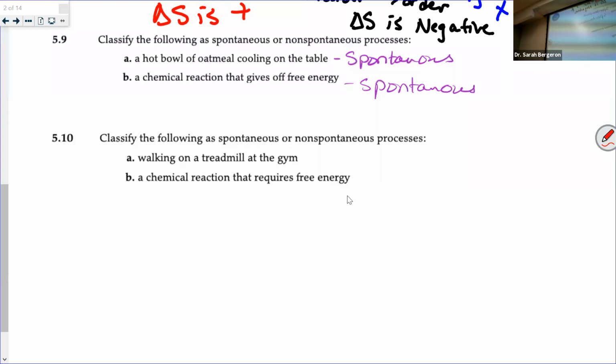All right, classify the following as spontaneous or non-spontaneous. Walking on a treadmill at the gym. Do you have to put energy in to get on the treadmill? Yes, you do. That's the whole point of getting on the treadmill, right? Is to put energy in. So if you're putting energy in, is that spontaneous? Is it just happening? Gosh, wouldn't that be nice, right? If we just spontaneously were on the treadmill, but it doesn't work that way. Okay, so this is non-spontaneous.